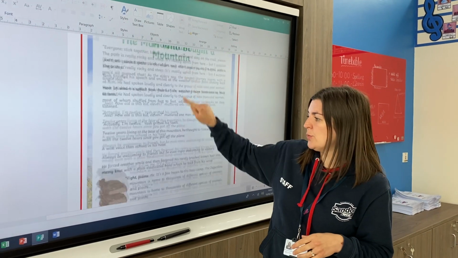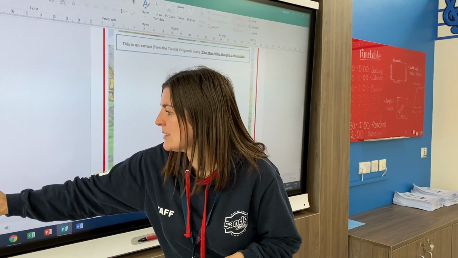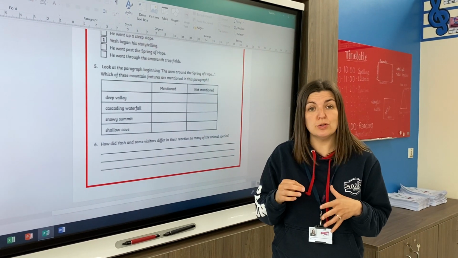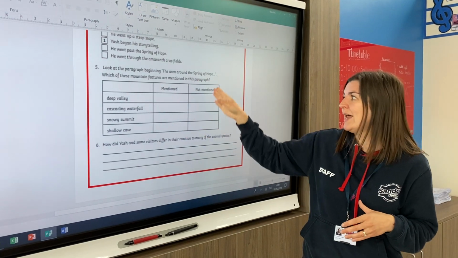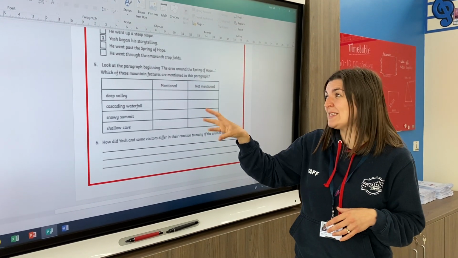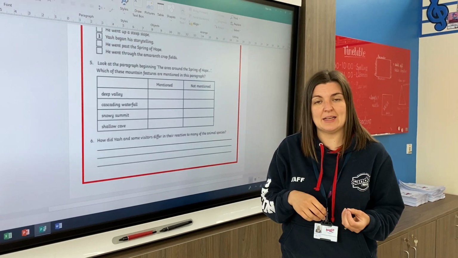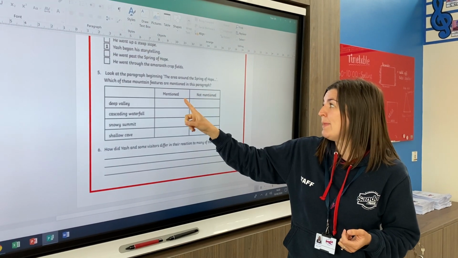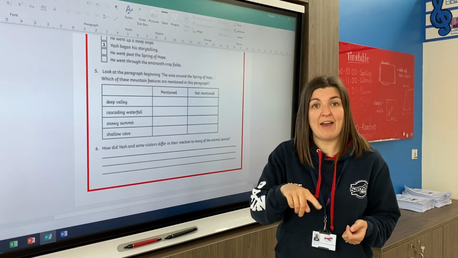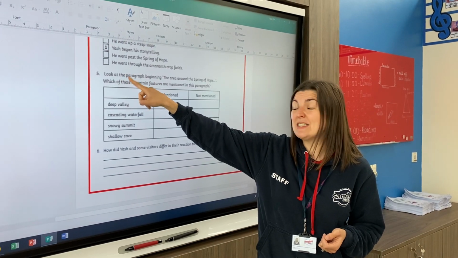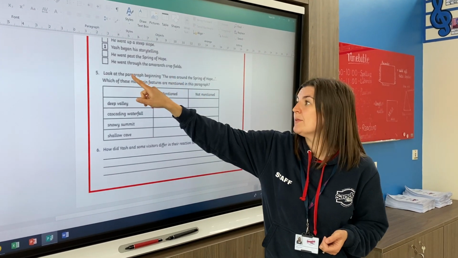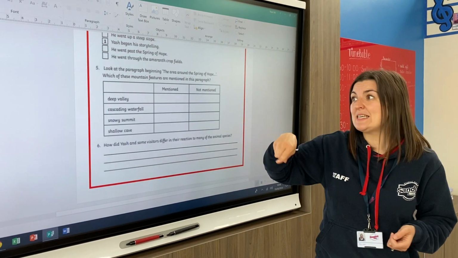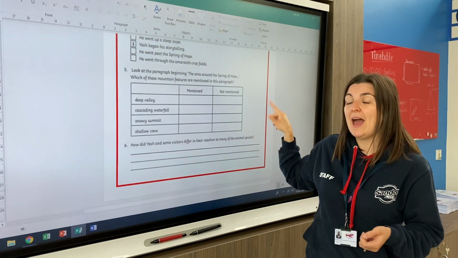So on this mild one, we're going to have a look at this question here. You're used to doing similar things about true or false. So this one is mentioned and not mentioned. Mentioned means that it says something about this in the text. It's really similar to true or false, but it's just worded differently. Be really careful to read the question, because it tells you which paragraph to look at. It says, look at the paragraph beginning the area around the spring of hope. So I'm going to go back to the text and find that paragraph, because that will help me answer this.